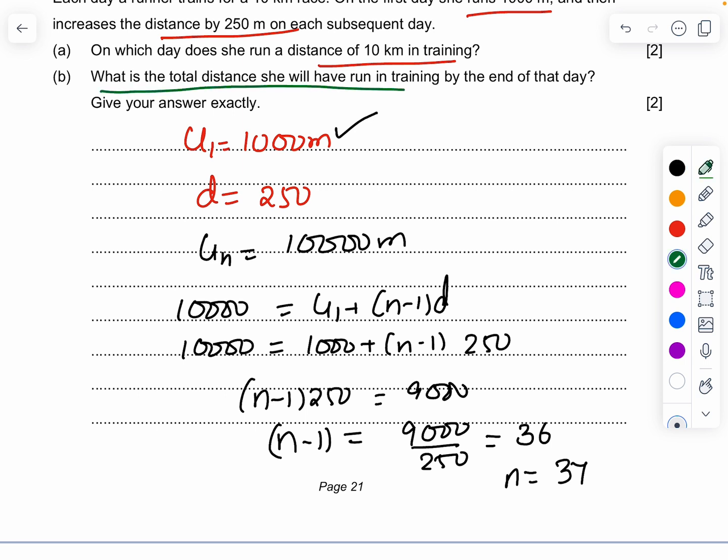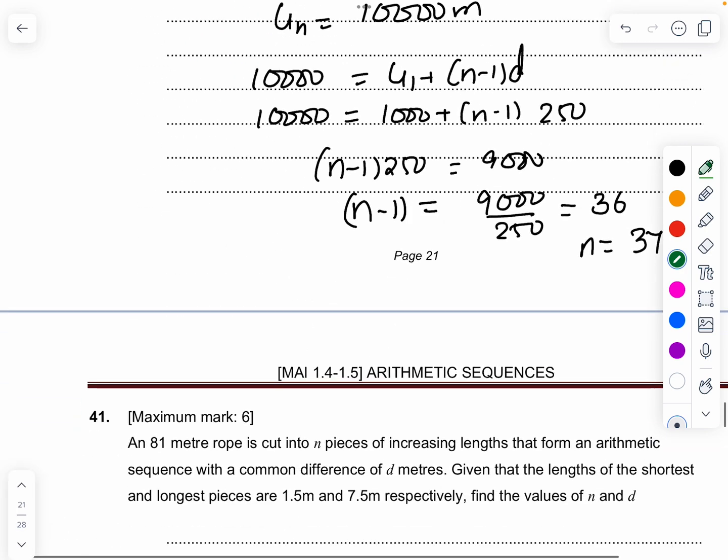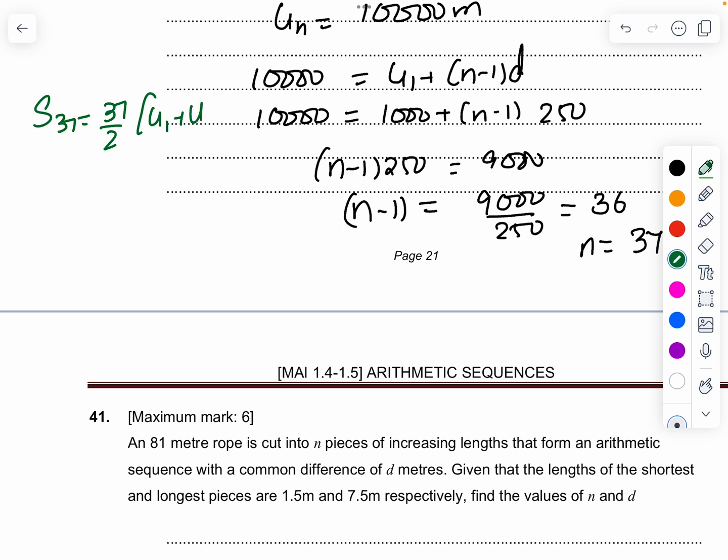What is the total distance traveled in training by the end of that day? So we have to find S37, which is 37 upon 2 times the first term plus the last term. The first term is 1000, and on the last day she has done 10 kilometers, which is 10,000. Simplify that, you should be able to get 203.5.